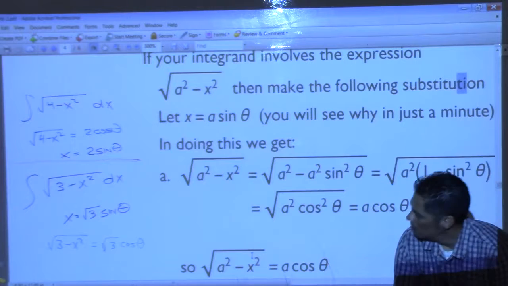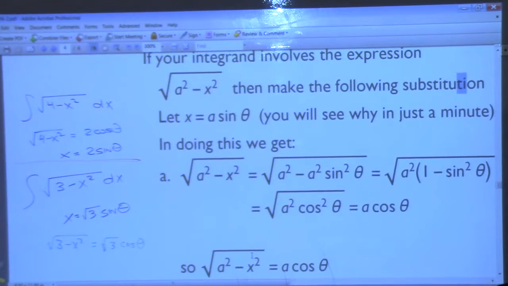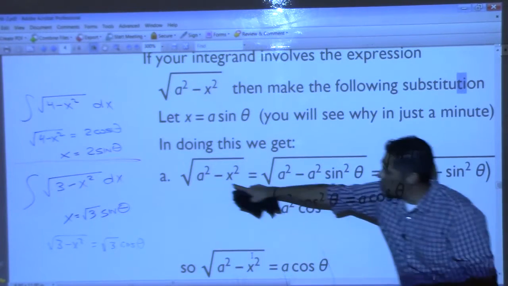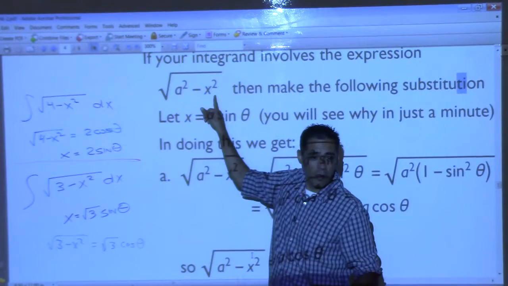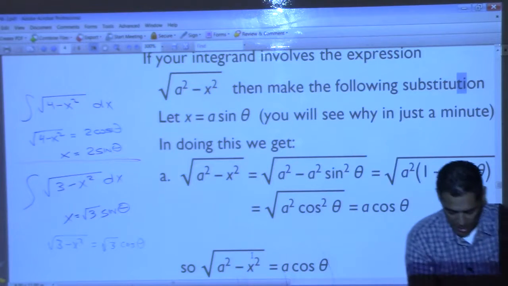Now, yes? If we are assuming 4 is A, and it's... No, 4 is A squared. We're always using sine as our initial substitution? Yes and no. Yes, if you see A squared minus x squared. Stay tuned.